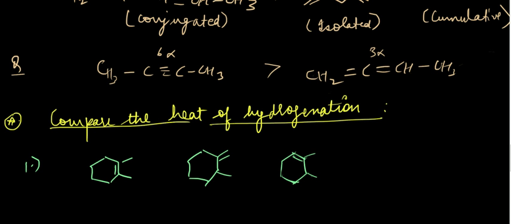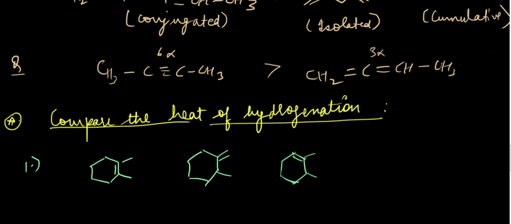Okay, so let's continue with this example. We need to compare the heat of hydrogenation for this compound. As you may notice, after the hydrogenation is done, all three compounds will give the same structure. So we can compare the heat of hydrogenation based on the stability of these compounds. The stability of a compound is inversely proportional to the heat of hydrogenation released.